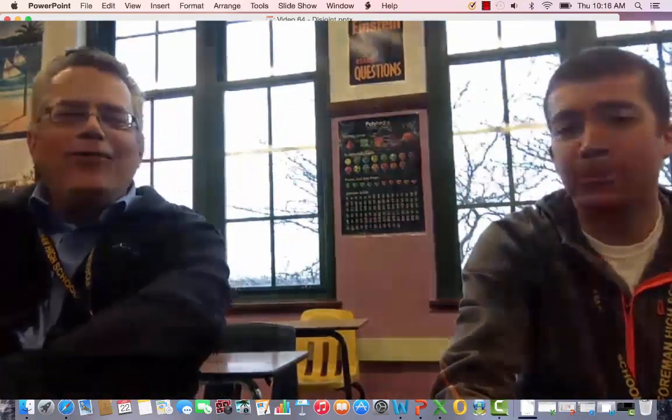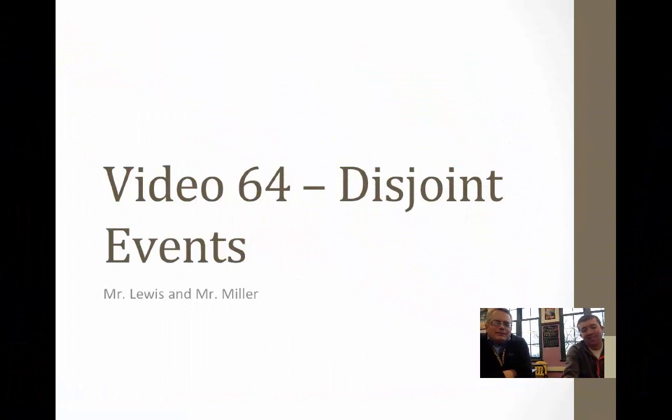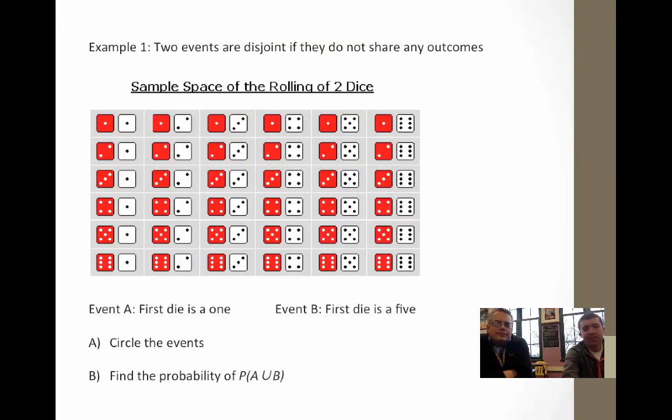Back to problem 64. So this is just like the first one. This one is about disjoint events, which is an important vocabulary word. Two events are disjoint if they don't have any outcomes in common.